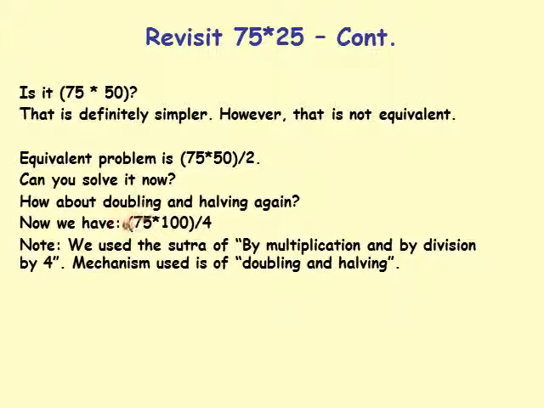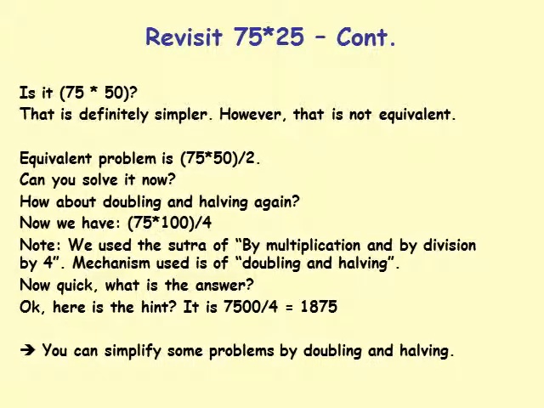At least multiplication is easier here now, right? Straightforward. Okay, so now quick, what's the answer? Can we do that now? Are you ready? Solve this problem instead of that problem, and we have the answer to this problem here. Okay, let's continue here. Here's the hint. The numerator is 7500 divided by 4, which is 1875. Okay, you do the math. You need some time to do the math? Go ahead, work it out.